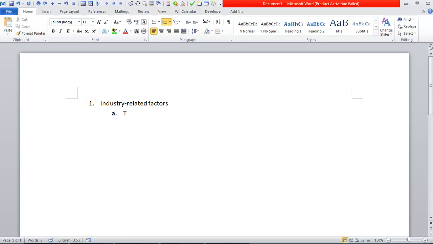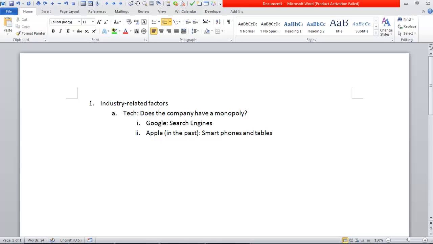For example, I'm going to show you a tech example, but for tech what I want to look for is, does the company have a monopoly? So this could be does the company have a monopoly on anything? For example, Google has a monopoly on search engines, right? Nobody really uses Bing or Yahoo. Yahoo is Bing nowadays. Another example is Apple. In the past, they had a monopoly on smartphones and on tablets. Nowadays, there are lots of competitors, so they kind of lost that monopoly.